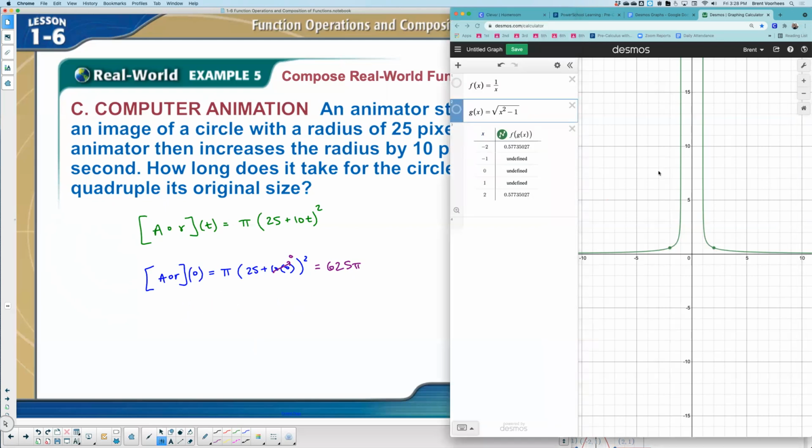So really, for it to quadruple in size, we need to know when we get 625 times 4. I'm going to go to the calculator here and type in 625 pi, multiplied times 4. So roughly 2500 pi, I think is what that is. 2500 pi. Yeah, 2500 pi. We want to know when it's there, and if you want to know when it's there, I have a calculator for this.